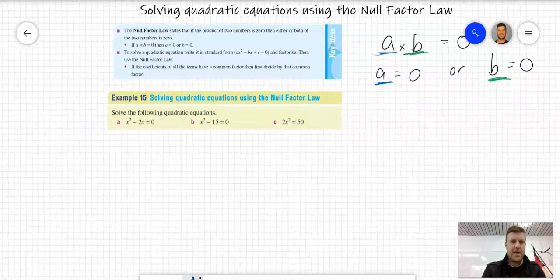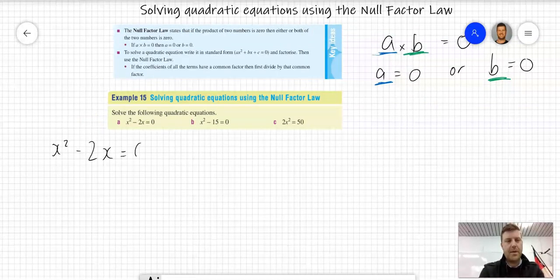So anyway, let's just jump straight into example 15a from the textbook here, which has the equation x squared take 2x is equal to 0. Now, we know that the first thing we need to look for when we factorize is common factor. Here my common factor is x. I'll take x out, divide both terms on the left hand side by x. So that's x take 2 is equal to 0.